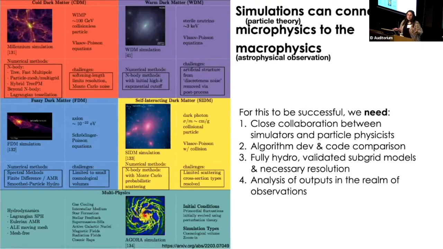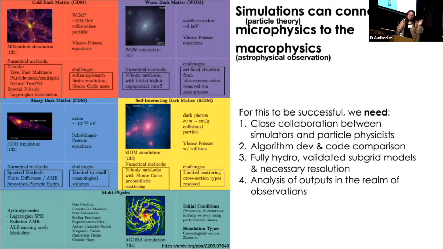And baryons are important, as Akaxia told us, right? Some of the solutions to some of these dark matter problems can be the baryons. And so we need these simulations to be fully hydro, and we need to think carefully about our subgrid models and the role of resolution in our subgrid models.